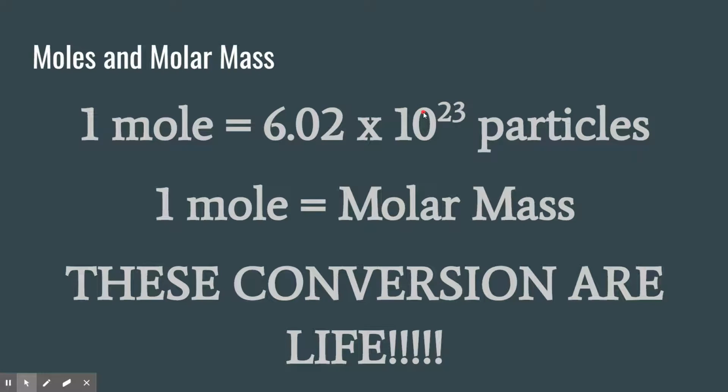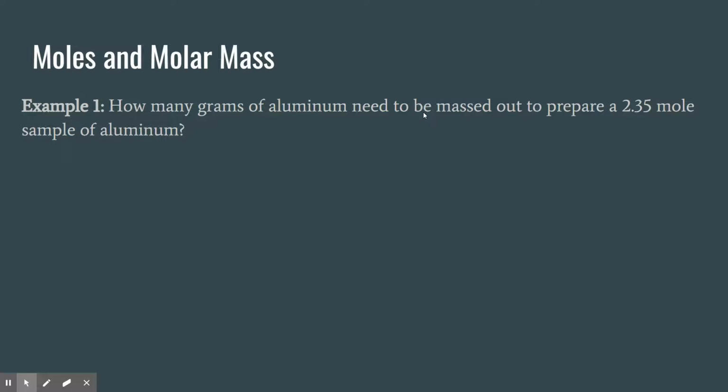So these conversions are life in chemistry. They allow me to keep track of the number of atoms going into a reaction, coming out of a reaction. 1 mole is 6.02 times 10 to the 23rd particles, and 1 mole has a molar mass in grams per mole, which we can typically find on the periodic table. Now, let's look at an example.